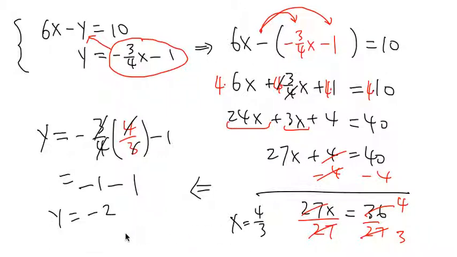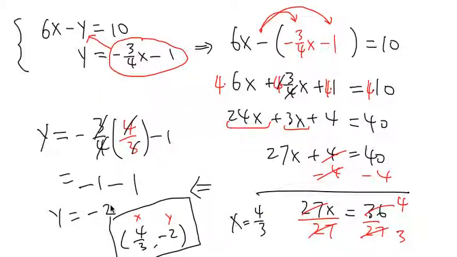And at the end, what I can say is x is equal to 4 over 3 and y is equal to negative 2. And this is how we can answer the question because the first number is going to be for the x and the second number is going to be for y. And that's the answer. I'm going to box this because I feel so good after I finished solving this question. That's it.